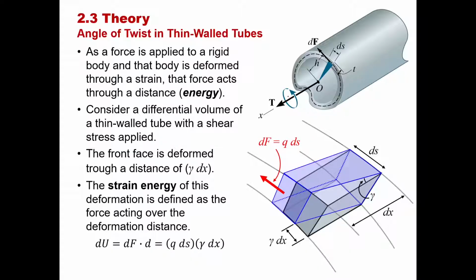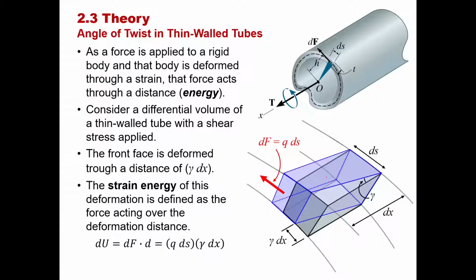As I apply this externally applied torque, this differential element is going to deform. This edge is going to move with respect to this back edge. And we defined in chapter 1 what we call a shear strain. A shear strain is the angle in radians from any line or surface that used to be parallel. As it gets deformed through an angle, we define that to be shear strain.